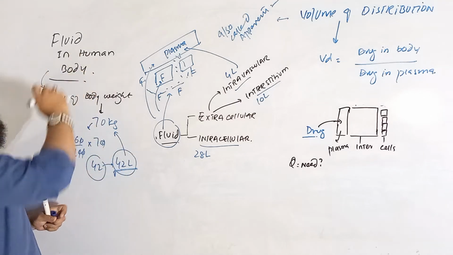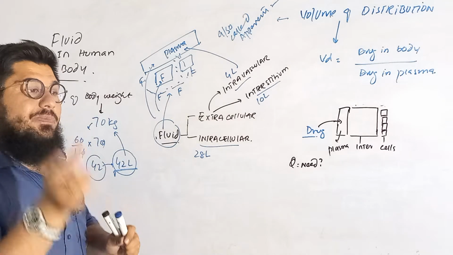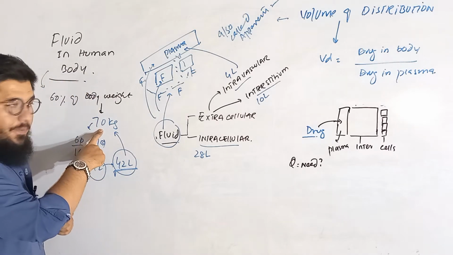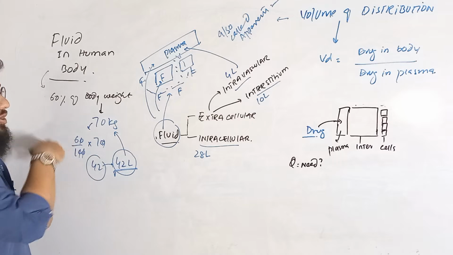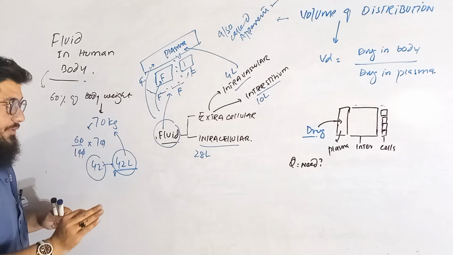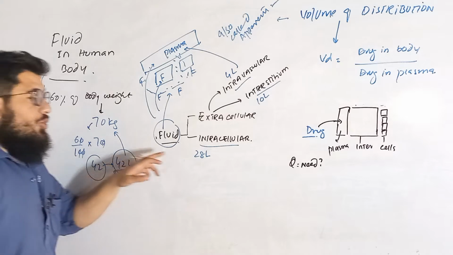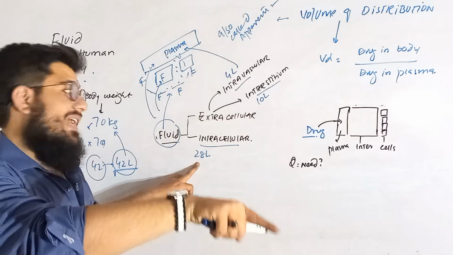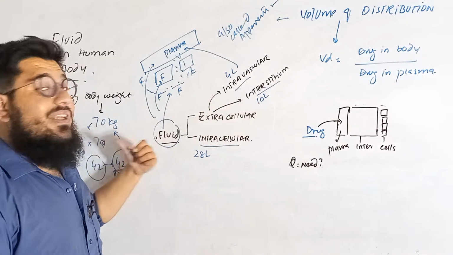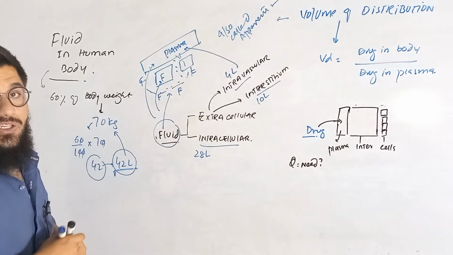So in short, fluid in the human body is 60% of the body weight. Whatever is the weight of the person, 60% of the weight is the fluid. Now 70 kg is the weight of the person, and 60% of this 70 is 42. So in this individual, 42 liters will be fluid. Out of these 42 liters, 28 liters will reside in the cell, 10 liters is the fluid in the interstitium, and the remaining 4 liters is the fluid in the intravascular.